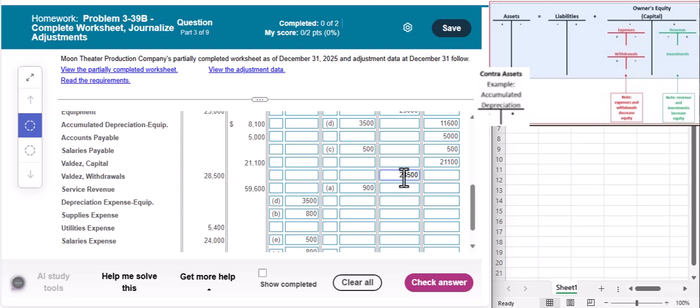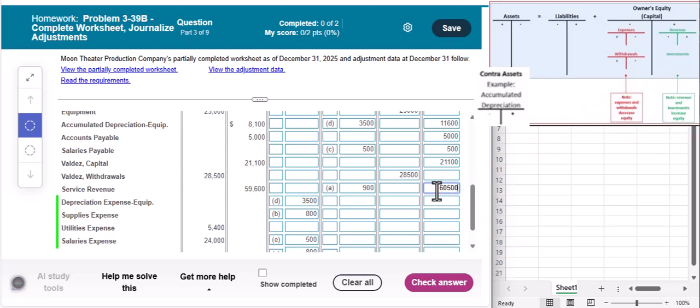And then moving down to service revenue, that switches back to the credit side as being the regular balance, but we did have a balance sitting in the credit side previously, so we have to now add 900. So that's going to give us a balance of 60,500 on the credit side.